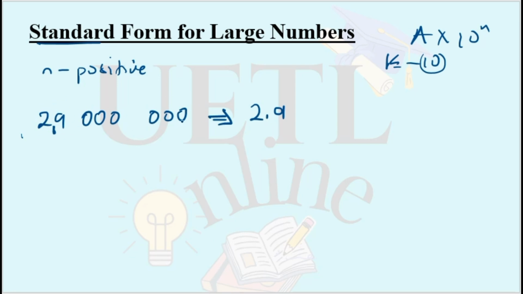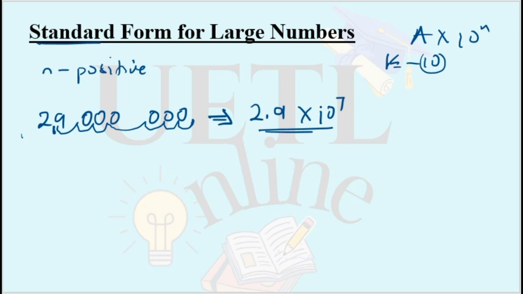Then you count the movement of the point. The point was supposed to be here, so this means that it has moved 1, 2, 3, 4, 5, 6, 7 places. So this means that we are going to write times 10 to the power 7. This is what we call standard form for large numbers. Given this number, make sure that a is between 1 and 10. Then the next thing is you have to count the movement of the point from the position it was to the new position, to the right. And then you just write the number of movements as the power.